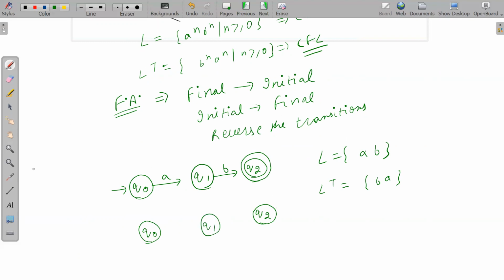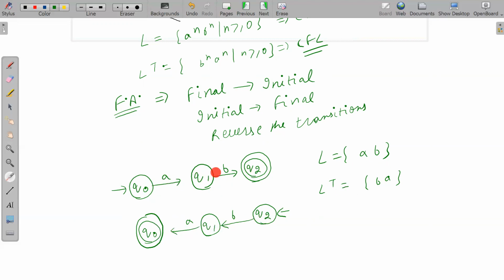So this was your final state. I will make it as initial. Initial as final. And reverse the arrows like this. Reverse the arrows. So you will get what? So the string accepted will be what? BA from this FA. Okay. This FA will accept string BA, and this FA is accepting string AB.